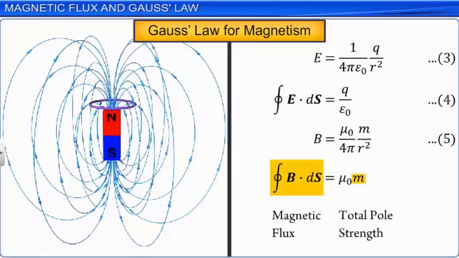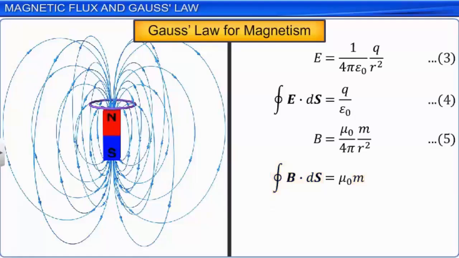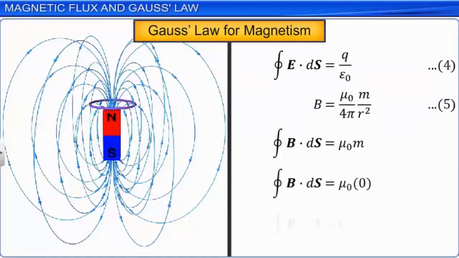Since the isolated magnetic pole or magnetic monopole does not exist, that is, the magnetic dipoles alone exist with poles that are opposite in nature, the net pole strength enclosed by the closed surface is 0. Now we can write Gauss' law for magnetism as the integral over the closed surface of B dot ds is equal to 0. Let this be equation 6.